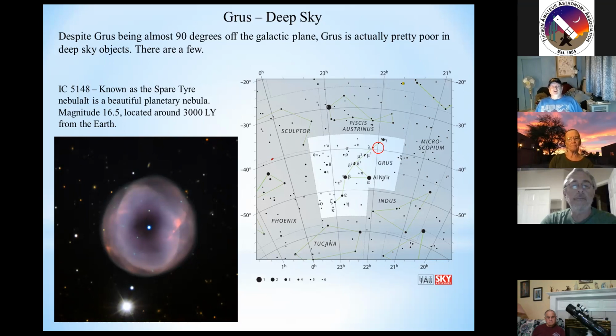There are a few objects. This one, IC 5148, the IC stands for the Index Catalog. It's called the Spare Tire Nebula. It's a really pretty planetary nebula, like if you see the picture there. That's a nice Hubble picture, but it's not very bright, magnitude 16.5. You'd need a pretty good sized telescope to see it. It's 3,000 light years from the Earth, and it's right in the middle of that red circle.